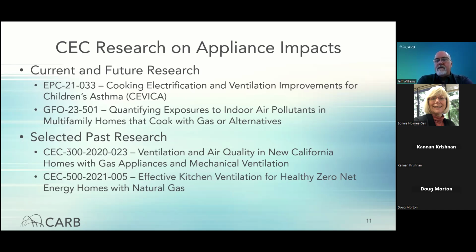Past research projects have included a comprehensive study of the effects that Title 24 ventilation standards have had on air quality in homes with gas appliances, built between 2011 and 2017. The study found that measured concentrations for most pollutants were below health guidelines, indicating that IAQ is acceptable in new California homes when ventilation is used.